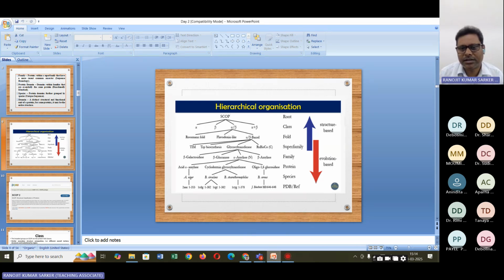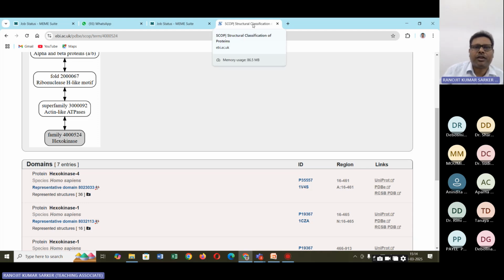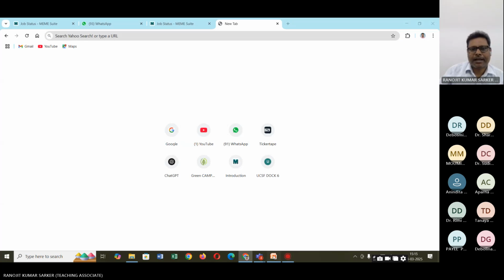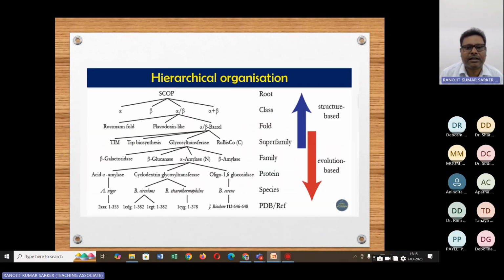So this is all about SCOP classification. If you have any questions, you can ask me about SCOP classification. If not, then we'll move to the next slides, that is PROSITE.